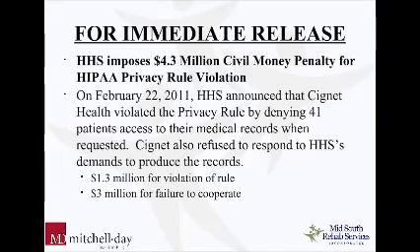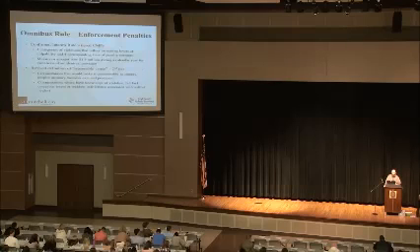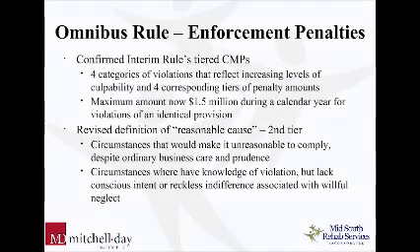They also refused to respond to HHS's demands to produce the records once the complaint was made. They got popped another $3 million for that. So again, the key is do not tick off the HHS. If you mess with them, they will mess back and they carry a bigger stick. The omnibus rule also confirmed the tiered C&Ps. This is the 4 categories. It confirmed the maximum amount. It also revised the definition of reasonable cause, which is your second tier.